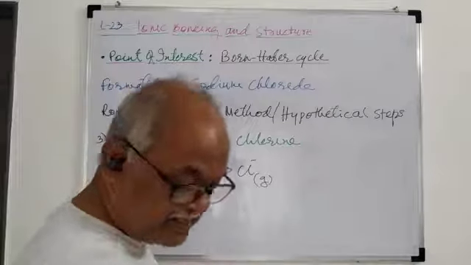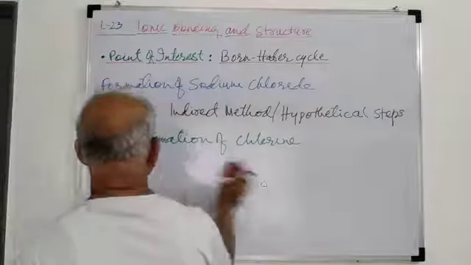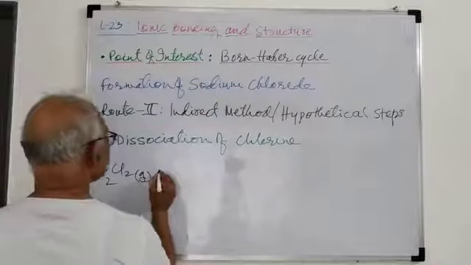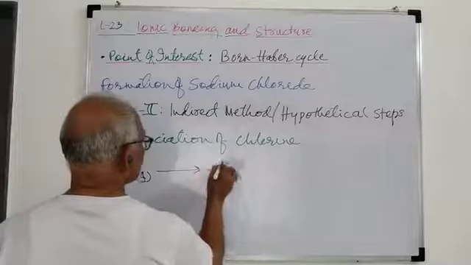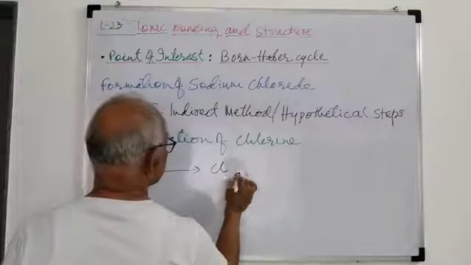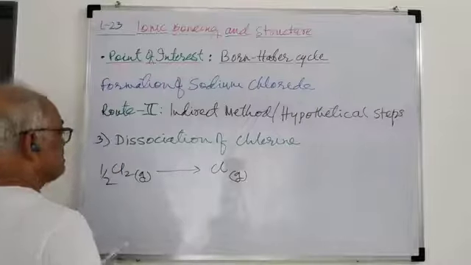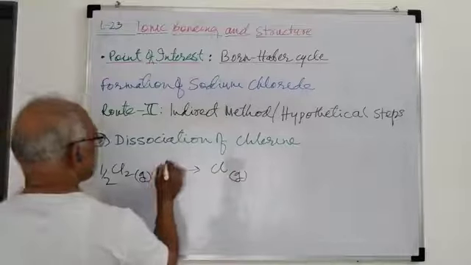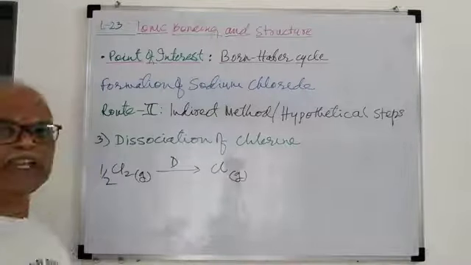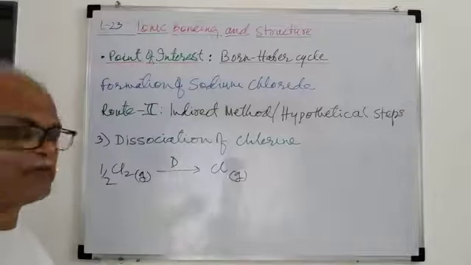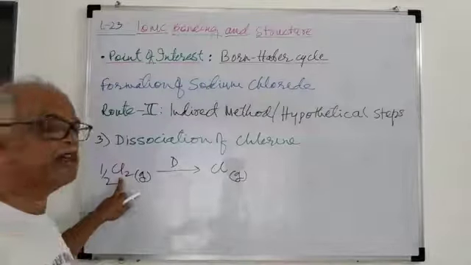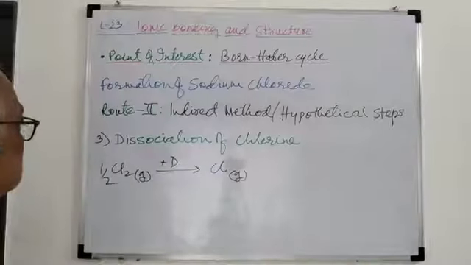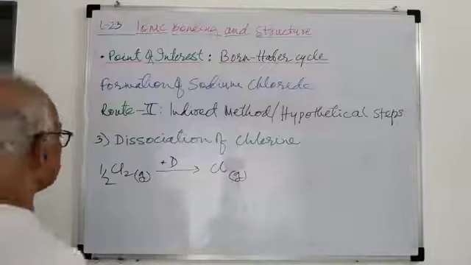First, we are considering dissociation. This chlorine on dissociation will produce chlorine atom in gaseous state. This type of dissociation process also requires some energy, and it is shown as D, and D is positive because energy is required for breaking the bond between two chlorine atoms. So this is shown with positive sign. Here the dissociation of chlorine takes place in this way.